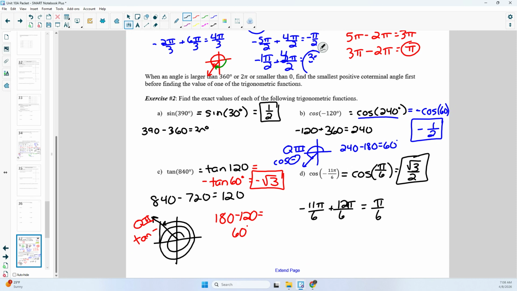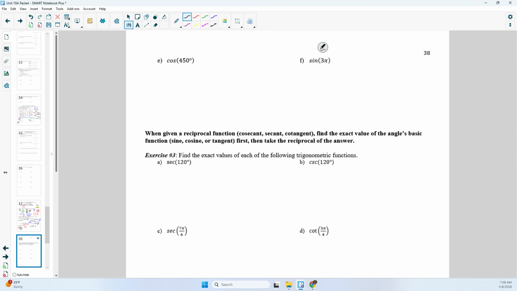We're going to do a couple more on the next page, just practicing with this, because it's the same topic, so we'll do it in the same video. So I have a cosine of 450 and a sine of 3 pi. And as we head into the second part of trigonometry in the next unit, we're going to see that we work with these quadrantal angles a bunch.